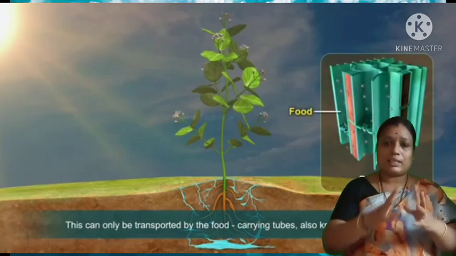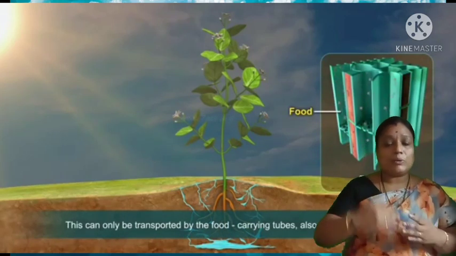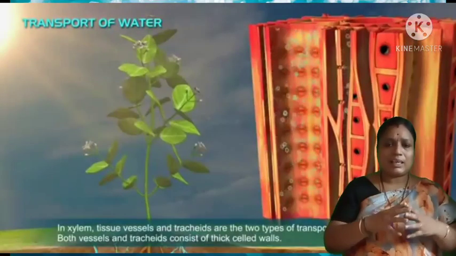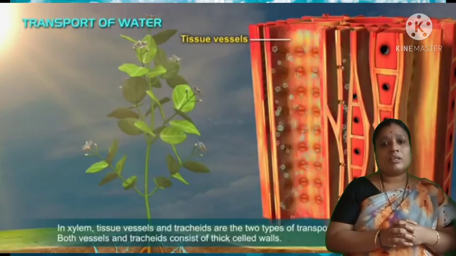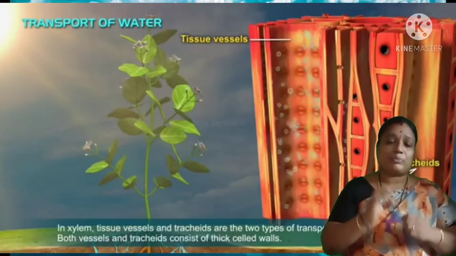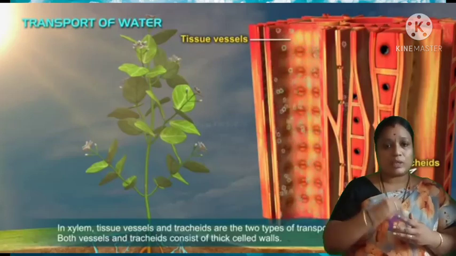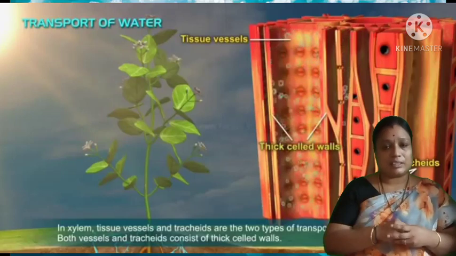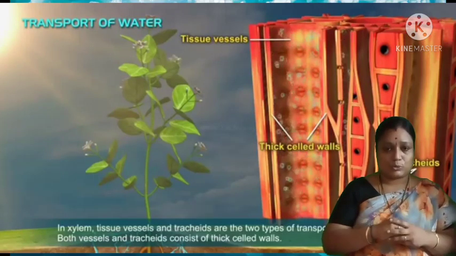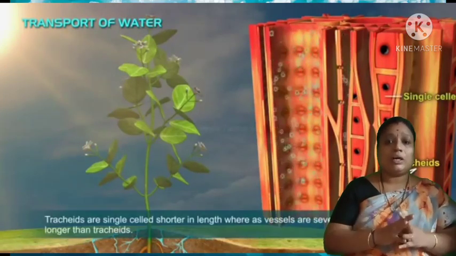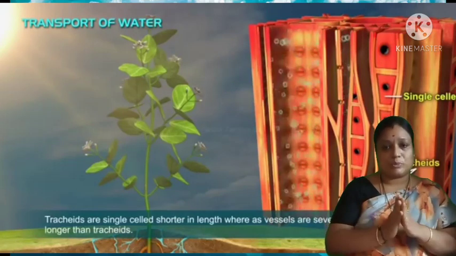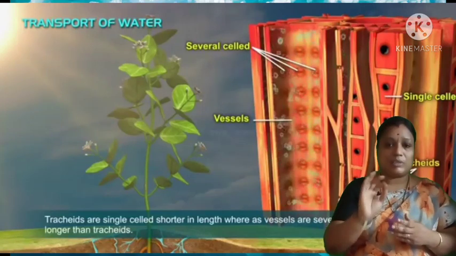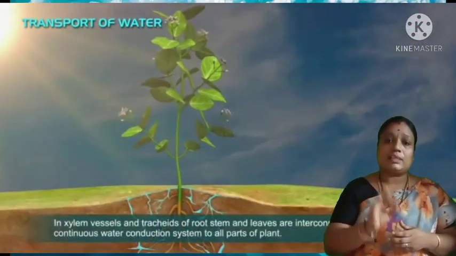Yes, children, now the root has absorbed the water. But how is it transported to all the parts of the plant? Does the plant have any transport system? Yes. Pipe-like vessels are present in the plant which transport water and minerals, and that is called vascular tissue. And the name of the vascular tissue which transports water and minerals is called xylem vessel. It is called xylem vessel.